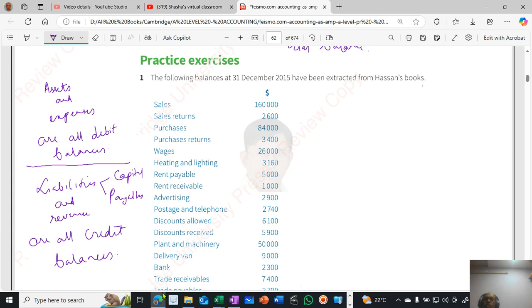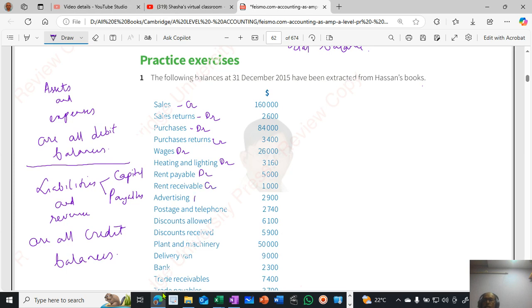Sales is a revenue, so it is an income, a credit balance. Sales return is a debit balance. Purchases is a debit balance. Purchase return is again a credit balance. Wages is a debit balance. Heating and lighting expense, debit balance. Rent payable expense, debit balance. Rent receivable income, revenue, credit balance.